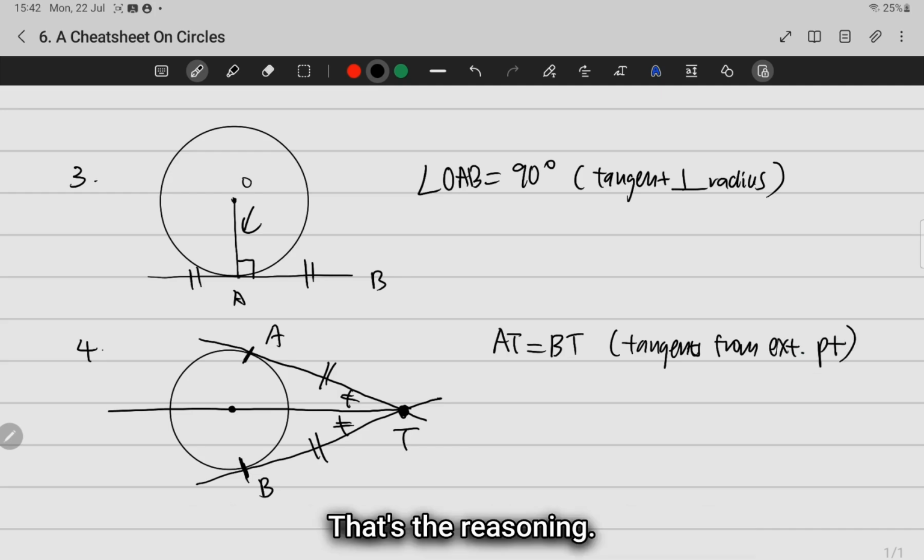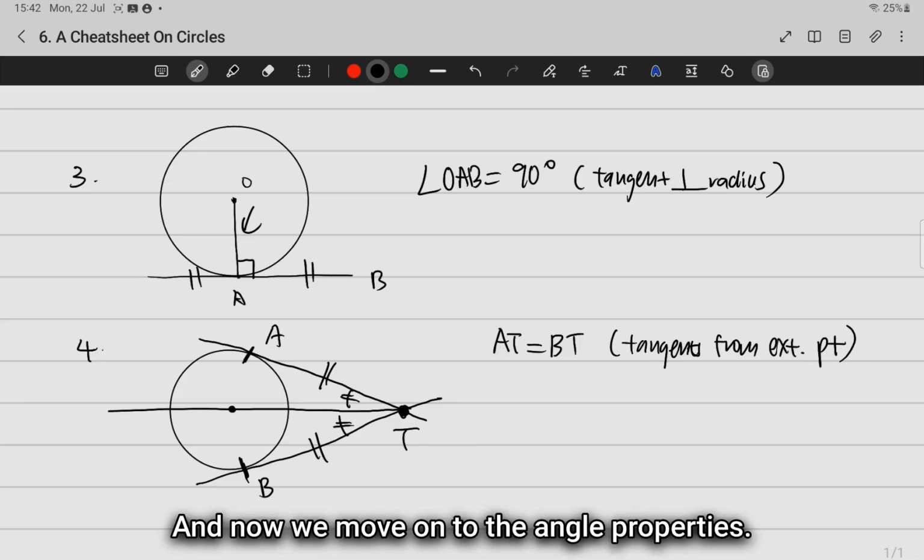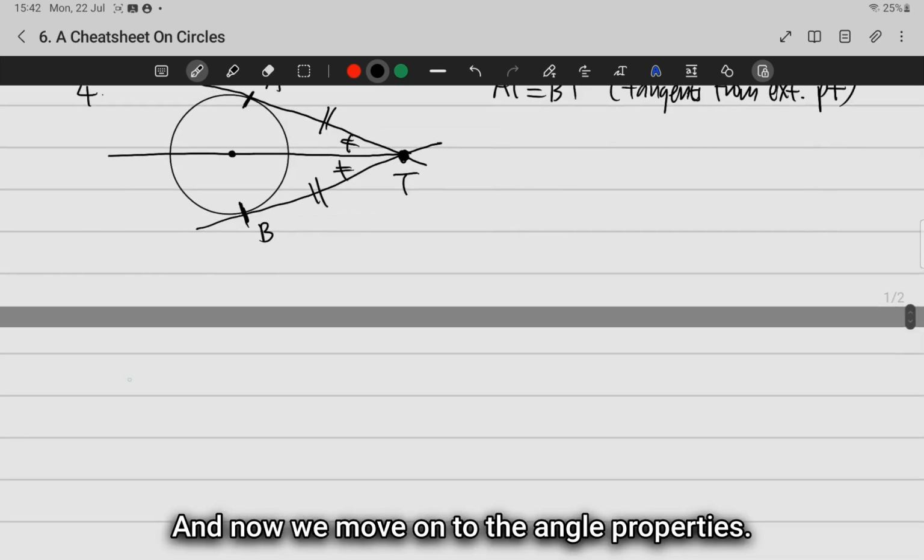That's the reasoning. So those are the symmetrical properties of a circle. And now we move on to the angle properties.